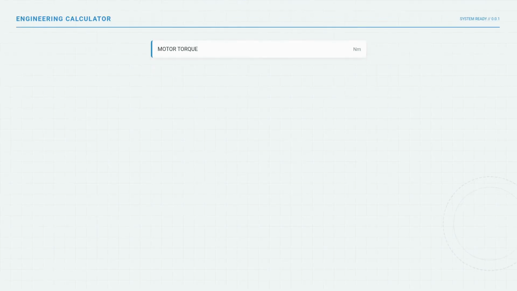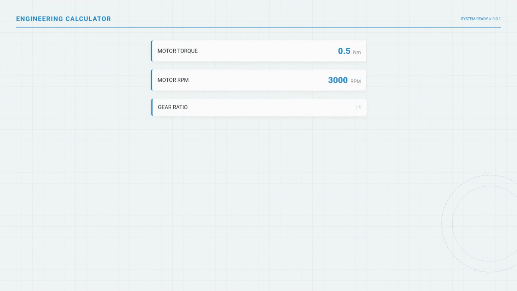For this example, I'll use a motor torque of 0.5 Newton meters, motor RPM of 3000, gear ratio of 20:1, lead screw pitch of 5 millimeters, and efficiency of 75%.